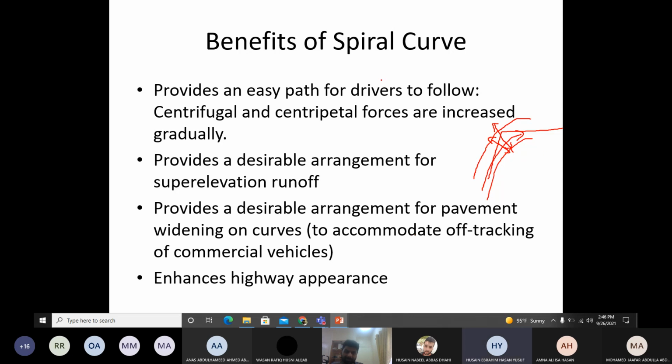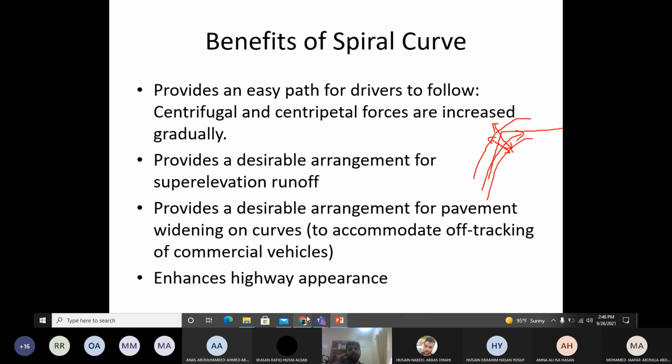You mean the spiral curve and the circular curve? Yes. The major difference is the radius. Circular curve has constant radius. Spiral curve has changing radius at every point. Okay, thank you. That's why we provide it, so that the radius is changing gradually until you reach the design radius.